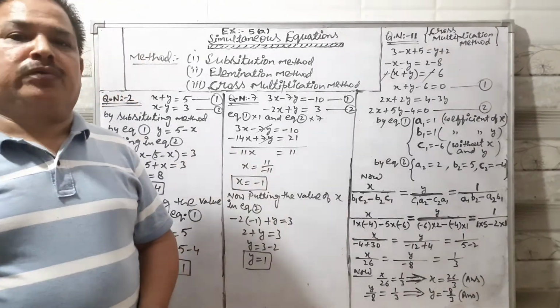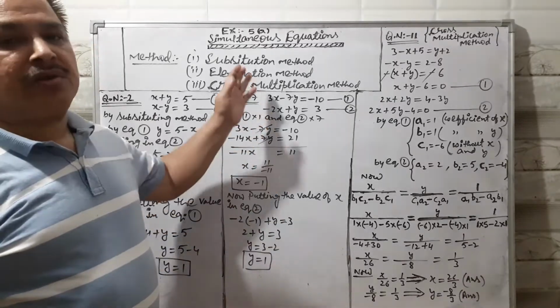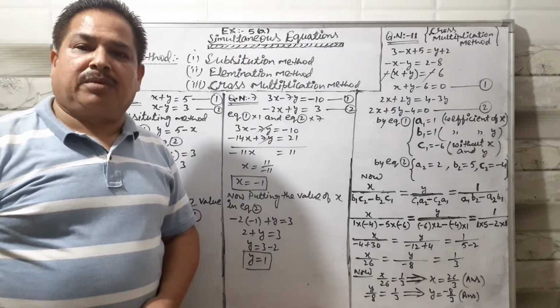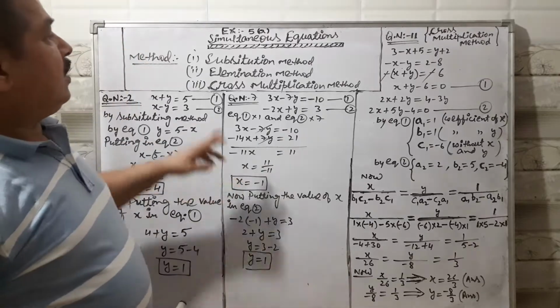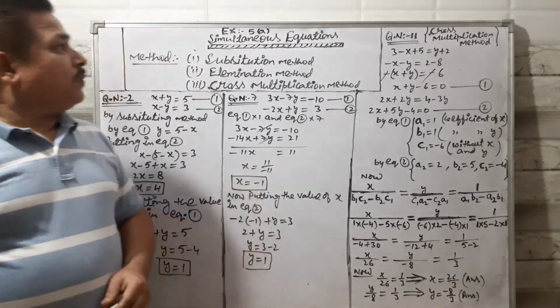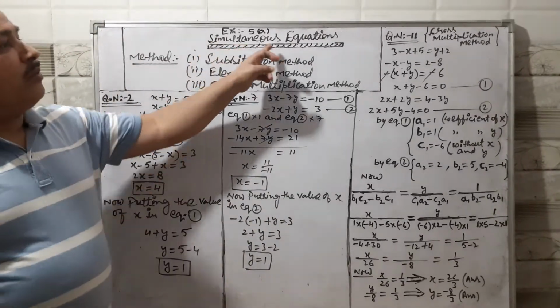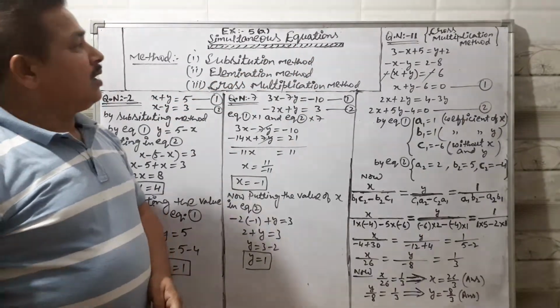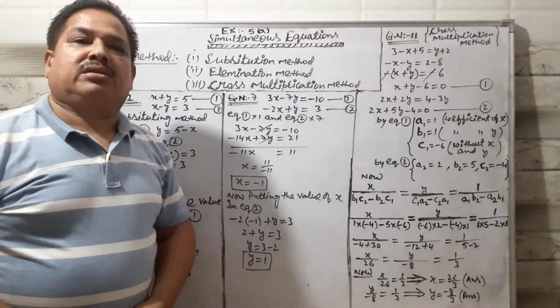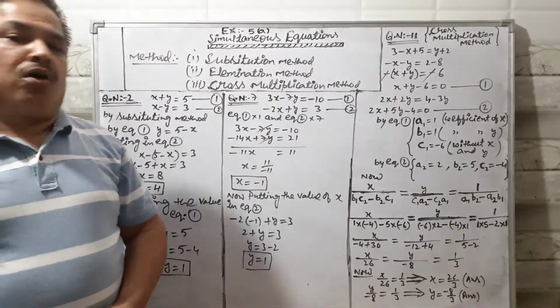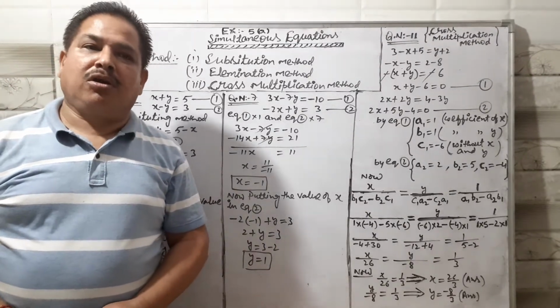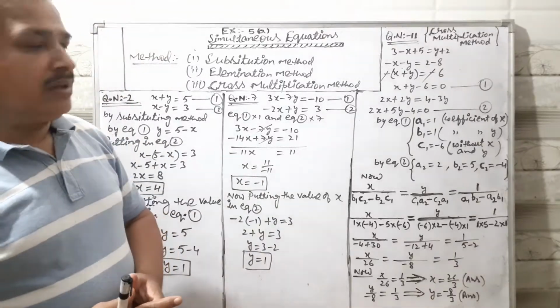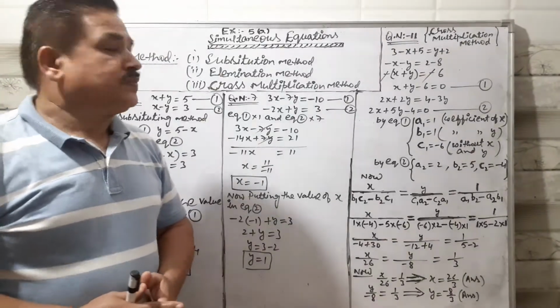Today I am going to explain simultaneous equations. This is chapter number 5. See these simultaneous equations. What are simultaneous equations? If two or more equations are solved together, that is called the simultaneous method.